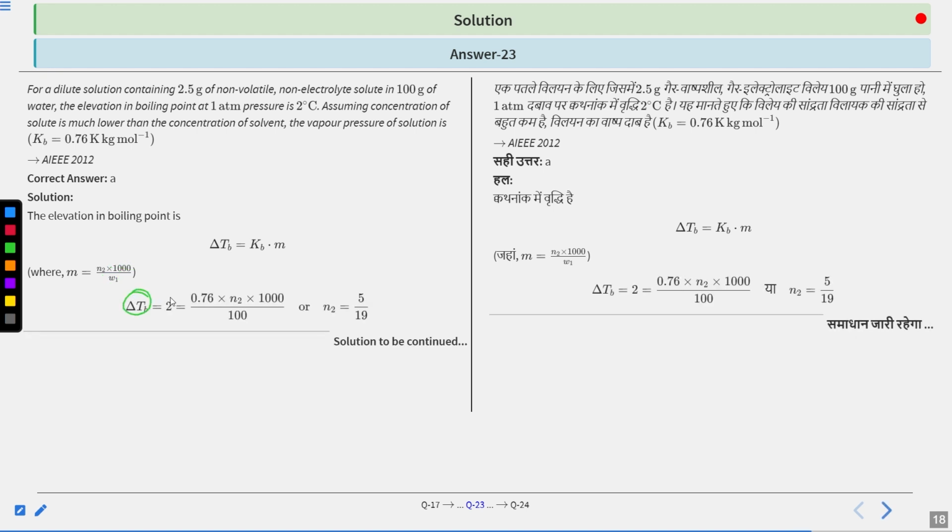So putting all the values, 2 is equal to 0.76 multiplied by N2 multiplied by 1000 by 100. Here N2 is the number of moles of the second component, that is the non-volatile one. If this is solved further, we get the N2 value as 5 by 19. Clear?